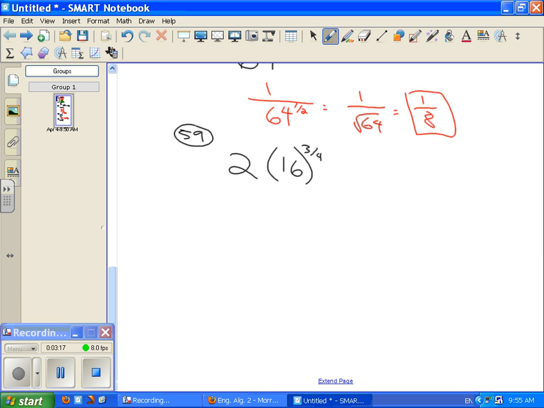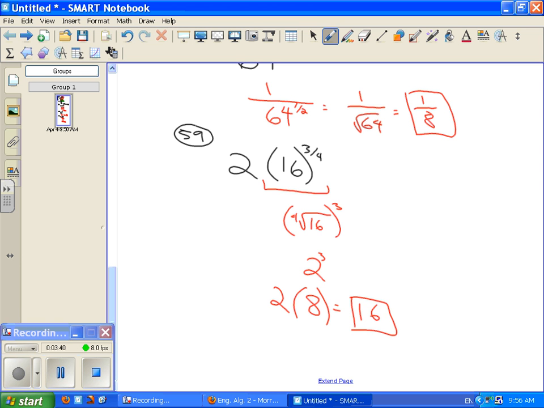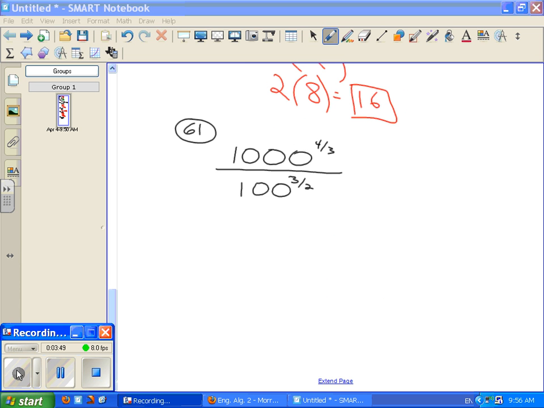Right, you really don't need this 2. So I just want to deal with this right now, and then I'll multiply whatever I get there by 2 at the end. All right, so if I rewrite that in root form, it'll be the 4th root of 16 cubed. What is the 4th root of 16? So 2 cubed, 8. And then I had this 2 out in front, so I get 16. So a little bit trickier, but not too bad.